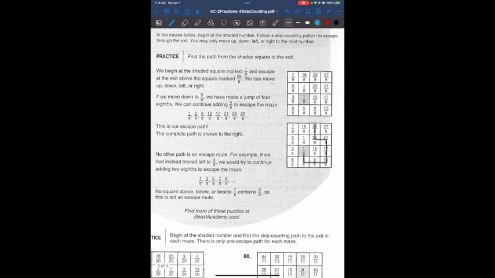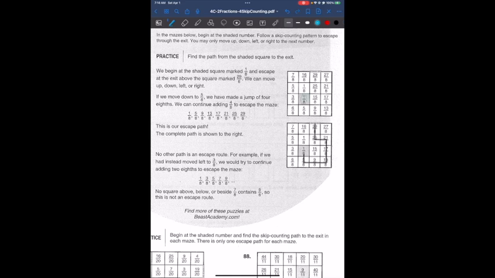So using the skip counting strategy we just learned, we can only move up, down, left, or right to the next number, not diagonally. And so to get a general idea of how to play this maze escape, we're going to solve an example problem together. So it says, find the path from the shaded square to the exit. And so it says, we begin at the shaded square marked 1/8.